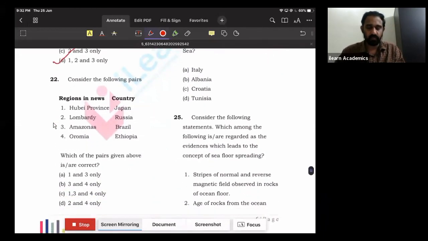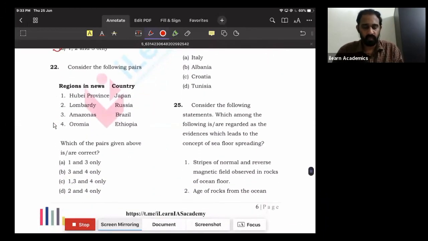Next question, question number 22, is about places in news and their countries. UPSC has this tendency to ask match-the-following or pair questions, whereby regions will be given and you will be asked to pair them with the respective countries. Hubei province is in China. The capital of Hubei province is Wuhan.